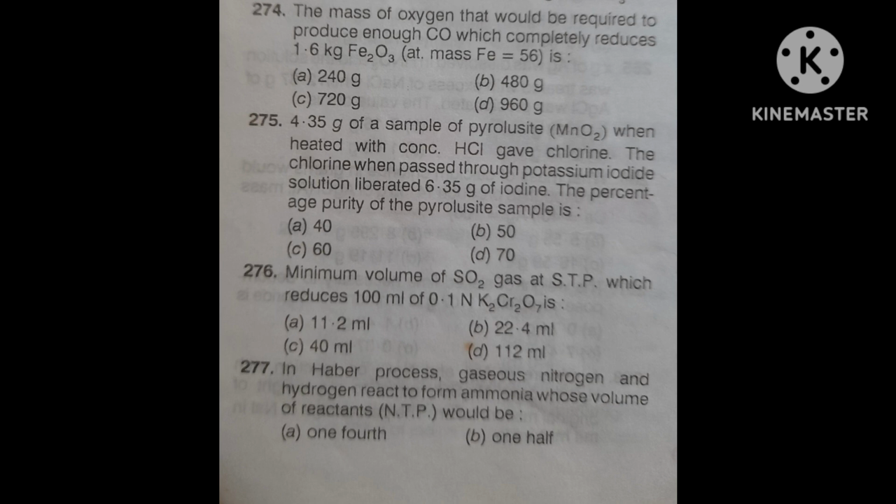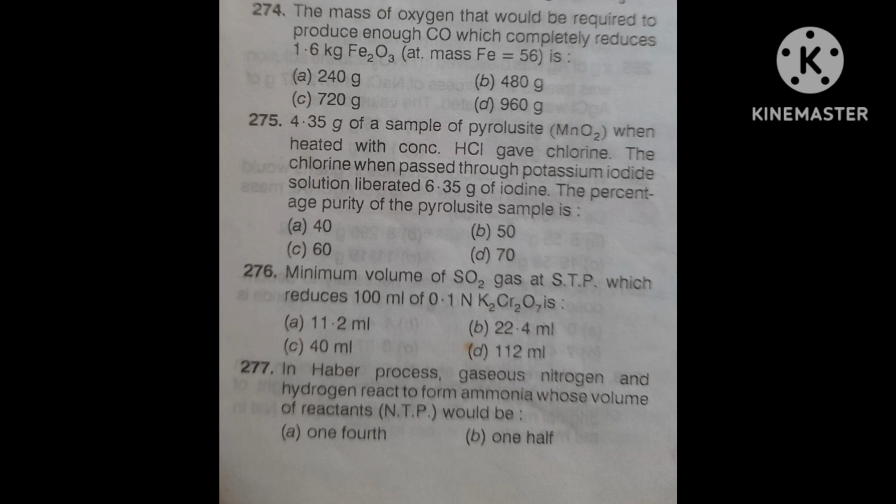Minimum volume of SO2 gas at STP which reduces 100 ml of 0.1 N K2Cr2O7 is: first option 11.2 ml, second option 22.4 ml, third option 40 ml, fourth option 112 ml.